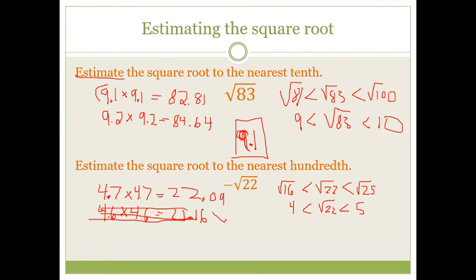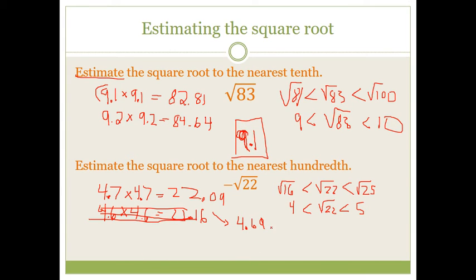So now if I really want to estimate this one to the nearest hundredth, I can take 4.7, and I know that that was a little bit too high, right? Because remember, the answer we got for that was 22.09, and we want it to be 22. So maybe I'll guess a number just slightly lower than 4.7. How about 4.69? So that was just 1/100th lower. So then you can go on your calculator, and this is what you'd have to do. You'd have to go 4.69 times 4.69.